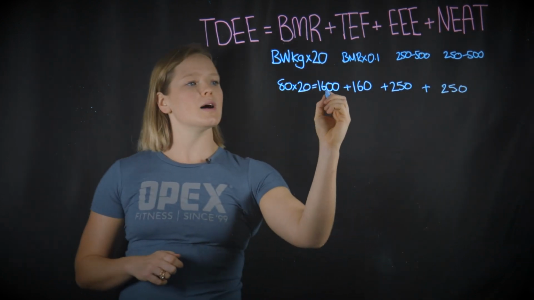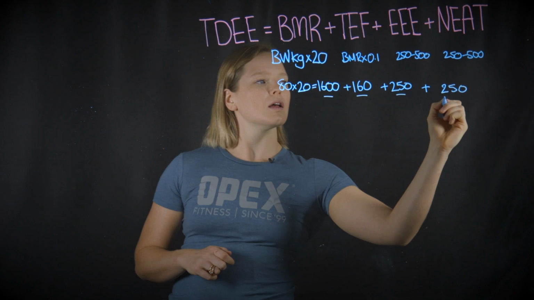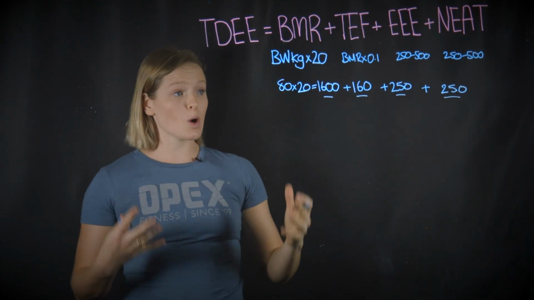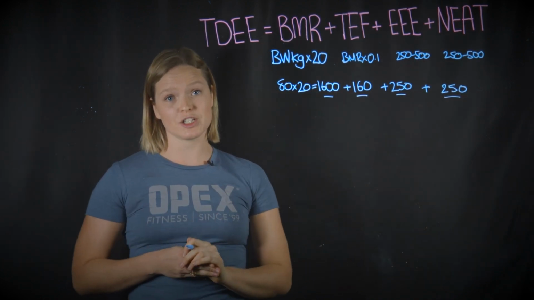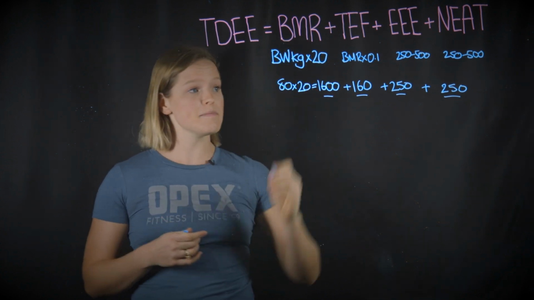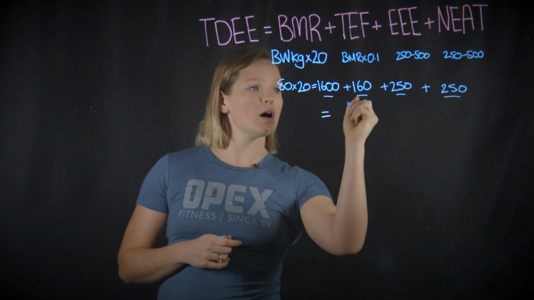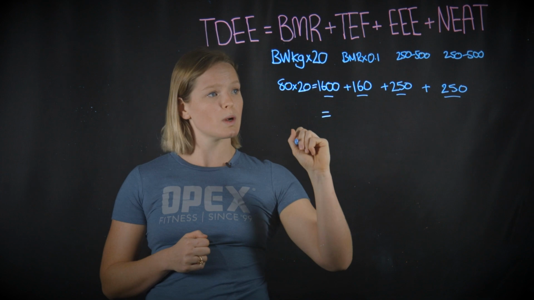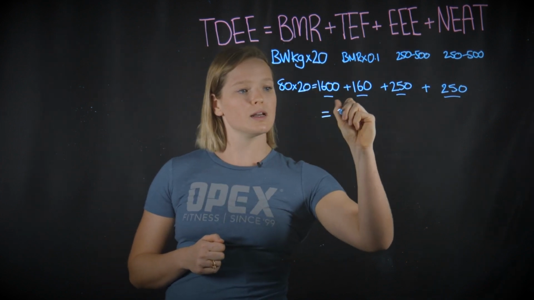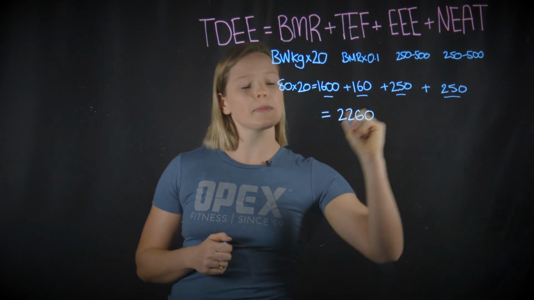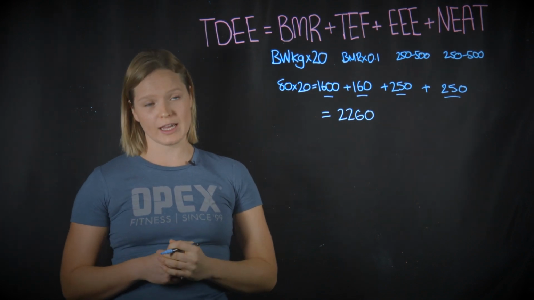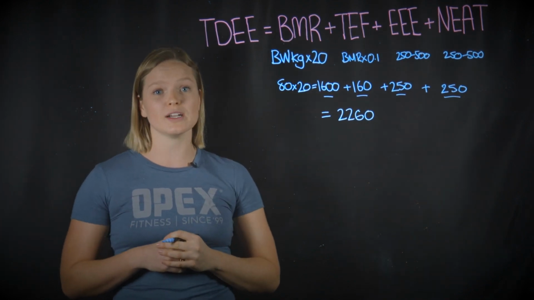So these 4 numbers, I'm going to add them together, and that is going to give me his energy expenditure over a day, the TDEE. And that is going to be a total of 1600 plus 500 is going to be 2100 plus 160, 2260. And that is where I'm going to start for him with his caloric intake over a day.